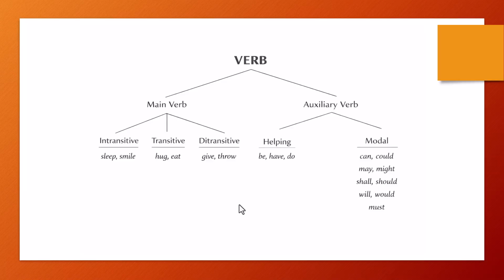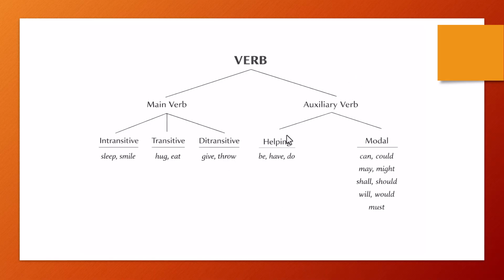Here's just a diagram of just how this works, right? We've talked about different kinds of verbs. In the main verb category, we've talked about verbs that don't take an object, which are intransitive. Verbs that do take an object, right? So he sleeps, that's it. He hugged his mom. He ate a pizza, right? And then ditransitive verbs have an object and an indirect object. So give the present to your friend, right? Or throw the ball to your brother, something like that.